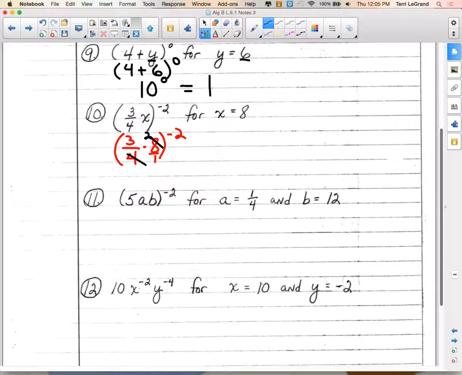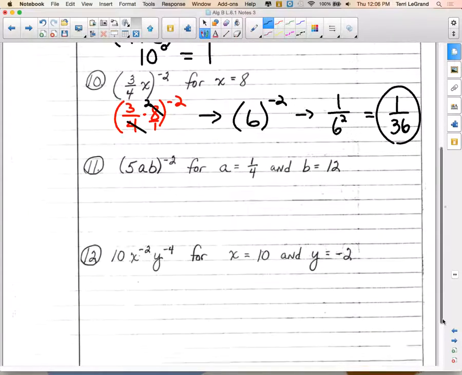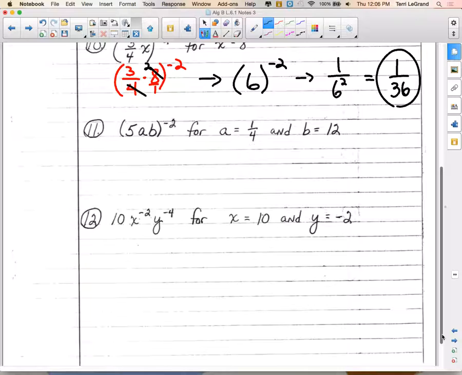So what do we end up with? 6 to the negative 2 power. Well, does our 6 even need to be in parentheses? Doesn't have to be, but does it hurt? No, so it's not to a negative. So now what are we going to rename that? 1 over 6 to the 2nd power, and that is equal to 1 over 36. Okay. Couple more and then we're done here.